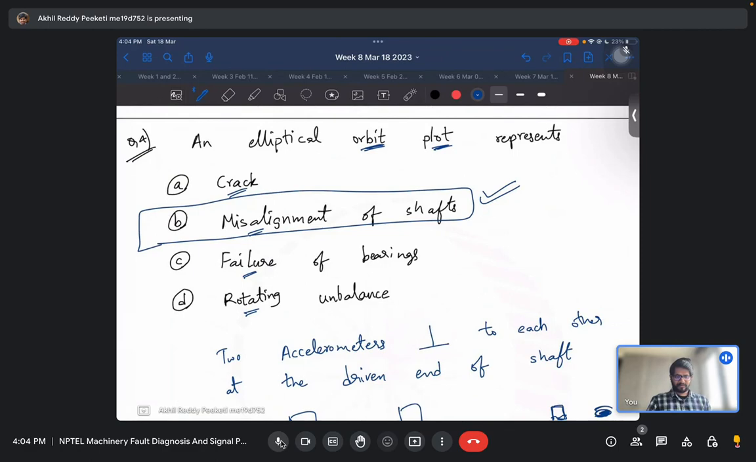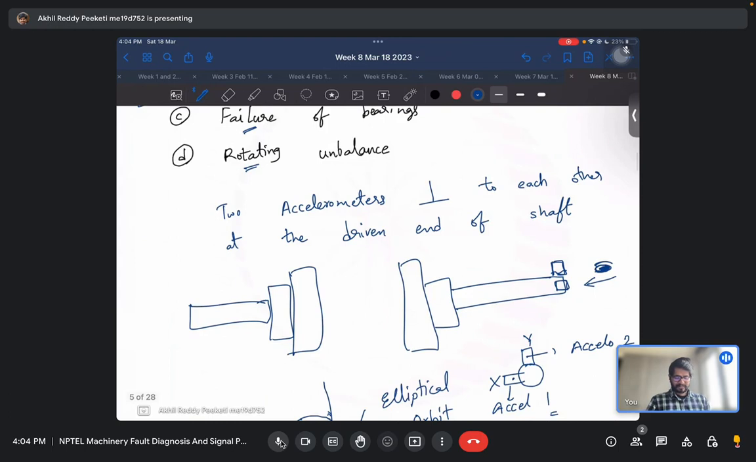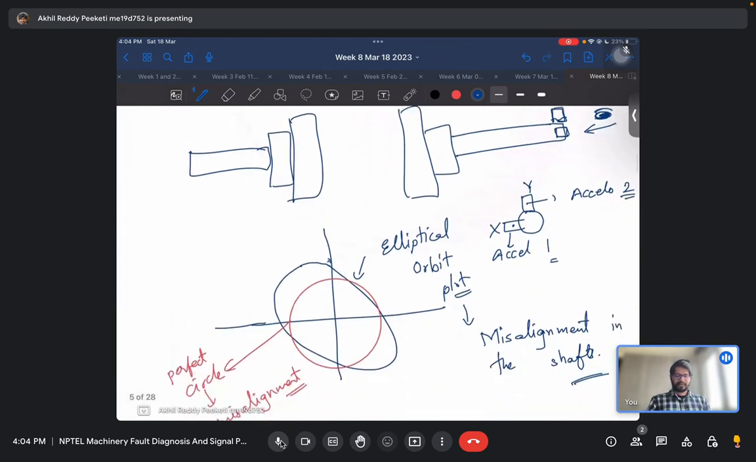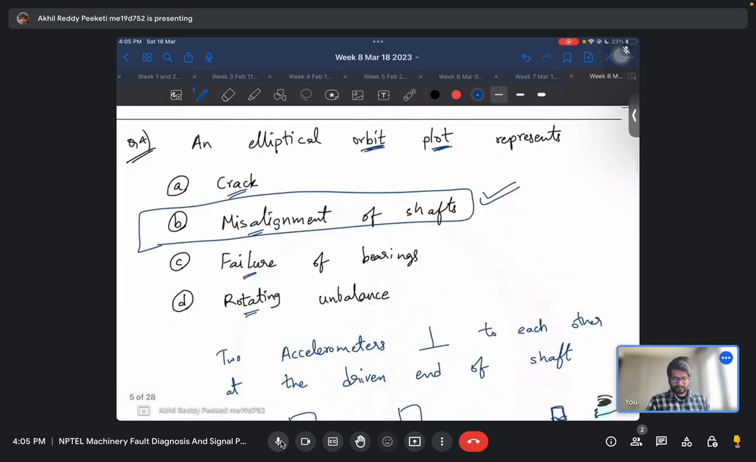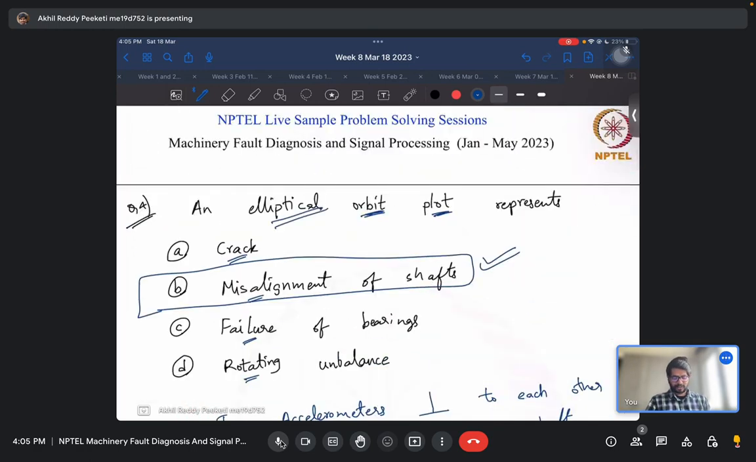Now there is one way to identify the misalignment, that is by generating an orbit plot, that is generated by placing two accelerometers perpendicular to each other at one end of the driven shaft, and then plotting the magnitudes against each other. Now if the orbit plot is perfectly circular, that means there is no misalignment, but if it looks like an ellipse, then there is a misalignment. So an elliptical orbit plot indicates the misalignment of shafts.